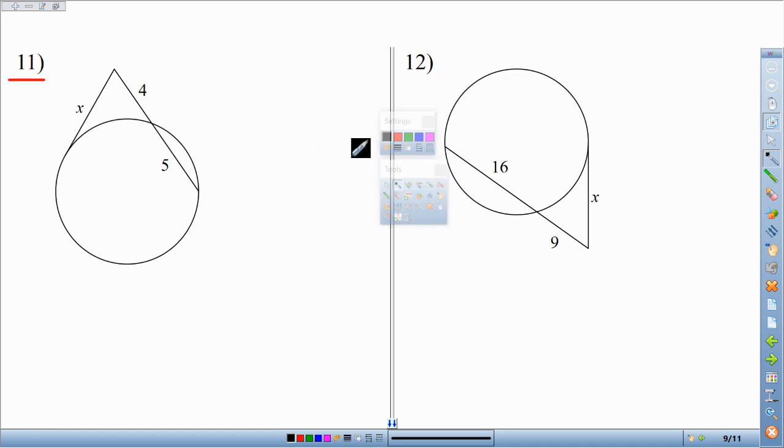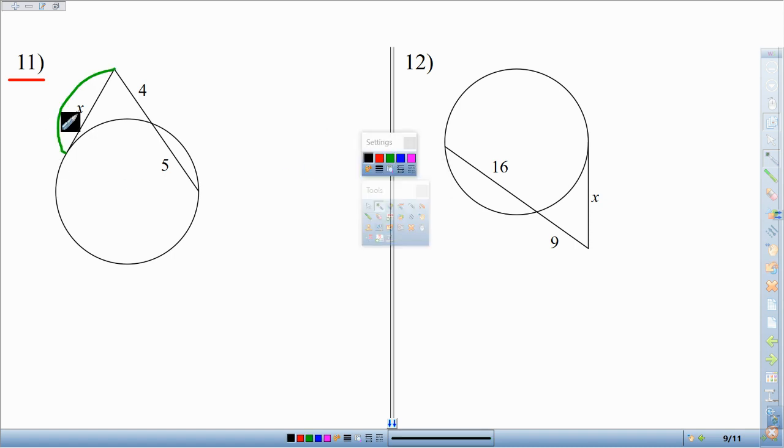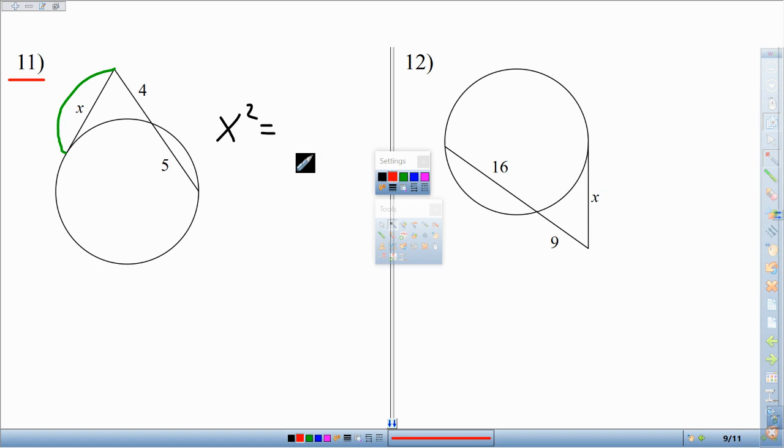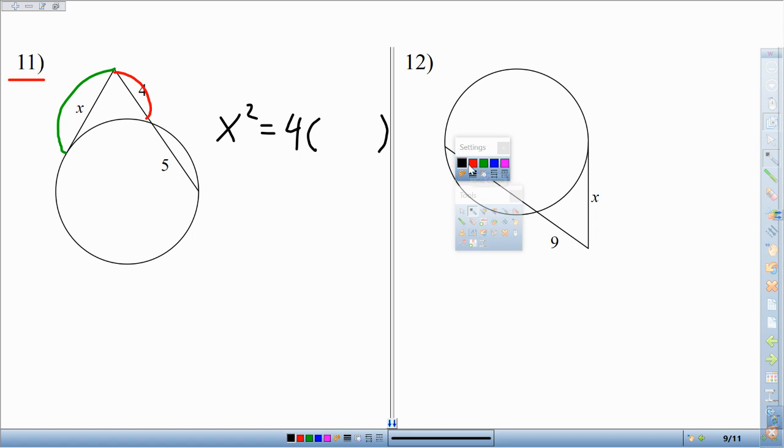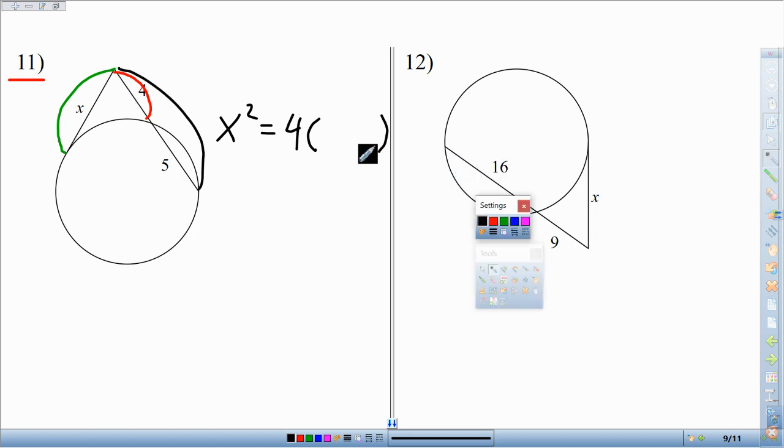Okay, taking a look at number 11. When you go to start with these, start with the tangent line, squaring that. That's where my variable is falling. I got an x squared. And then the secant line, we're taking the outer segment, 4, and multiplying it times the entire line, which is 4 plus 5. If you wanted to just put a 9 in there, that's fine. If you do that addition in your head or your calculator, I'm going to write it out.